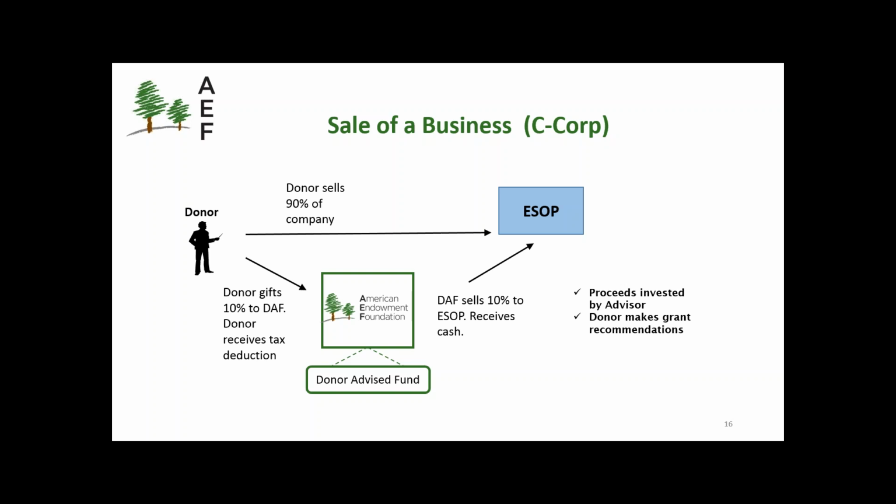The great part about this is a very key point for S-corp, for C-corp, and all other privately held businesses. There are multiple liquidity options. In this case, we have an ESOP. That comes up a lot for us, probably a quarter to a third of the time. It's either the S-corp or the C-corp being sold to the ESOP.